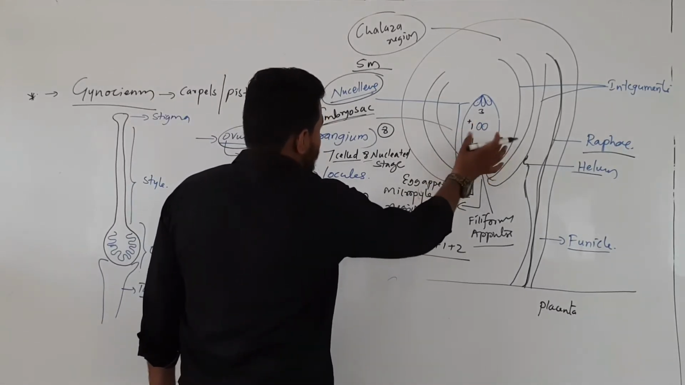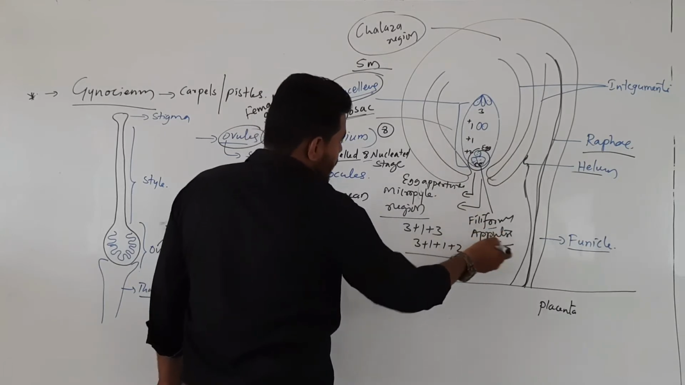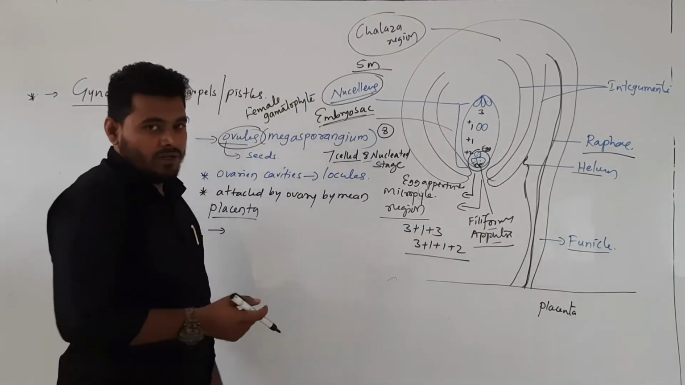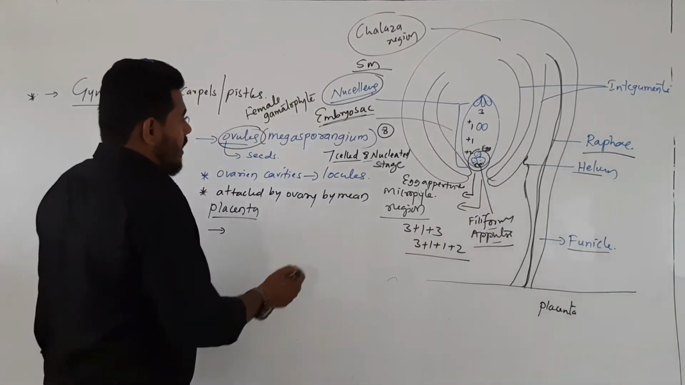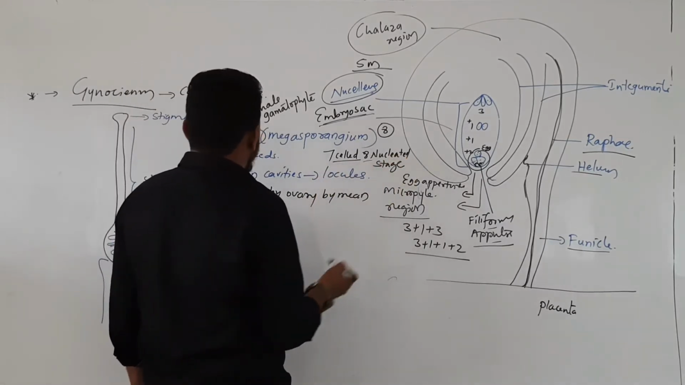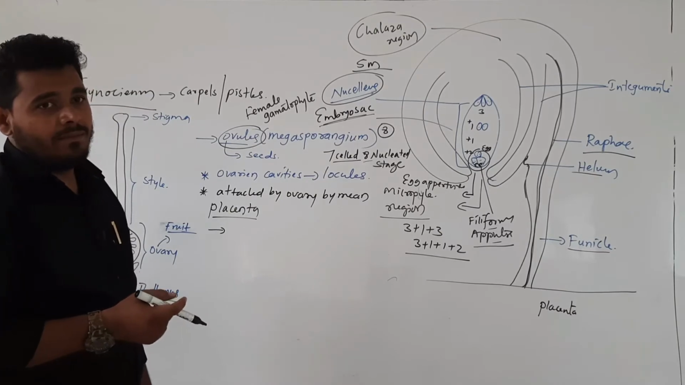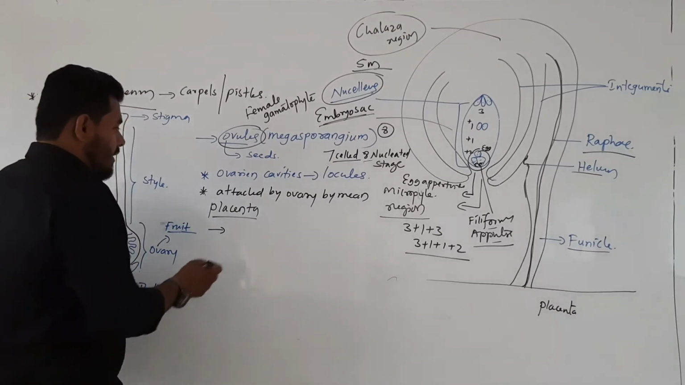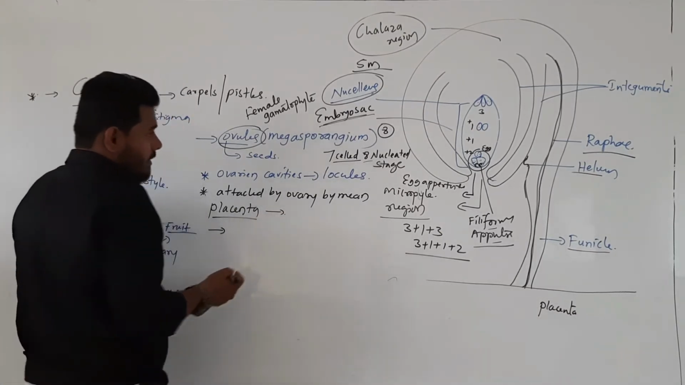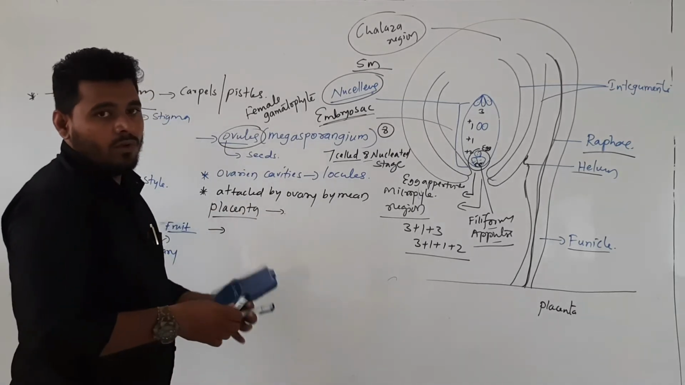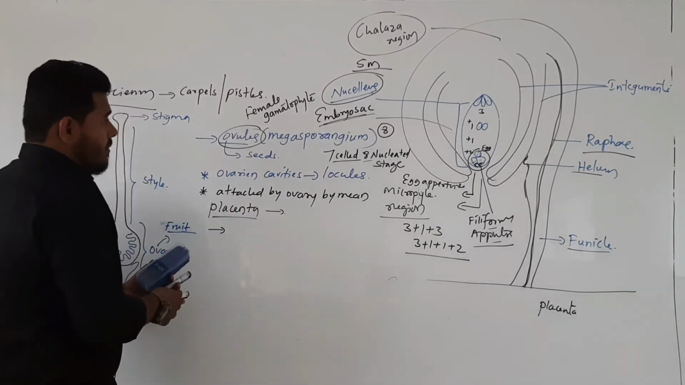Next, they may ask about the function of the filiform apparatus, and how it is called 7-celled, 8-nucleate. They can also ask this for theory purposes. So we have to go into a little more detail about what happens during that process.